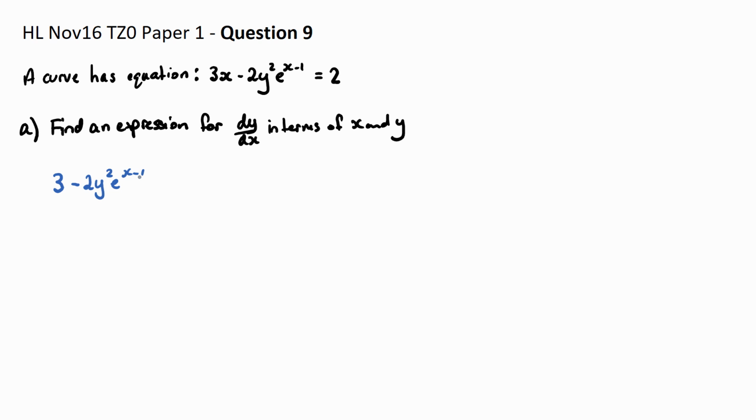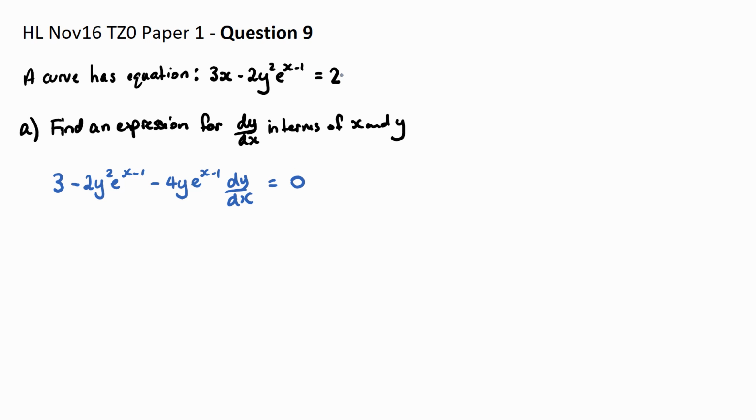And if we're now deriving in terms of y, e to the x minus 1 is just a constant. So this will just become 4, so minus 4y, and then e to the x minus 1. And because we derived this in terms of y, we need to put dy dx here afterwards. So this will equal 0 because the 2 is a constant.